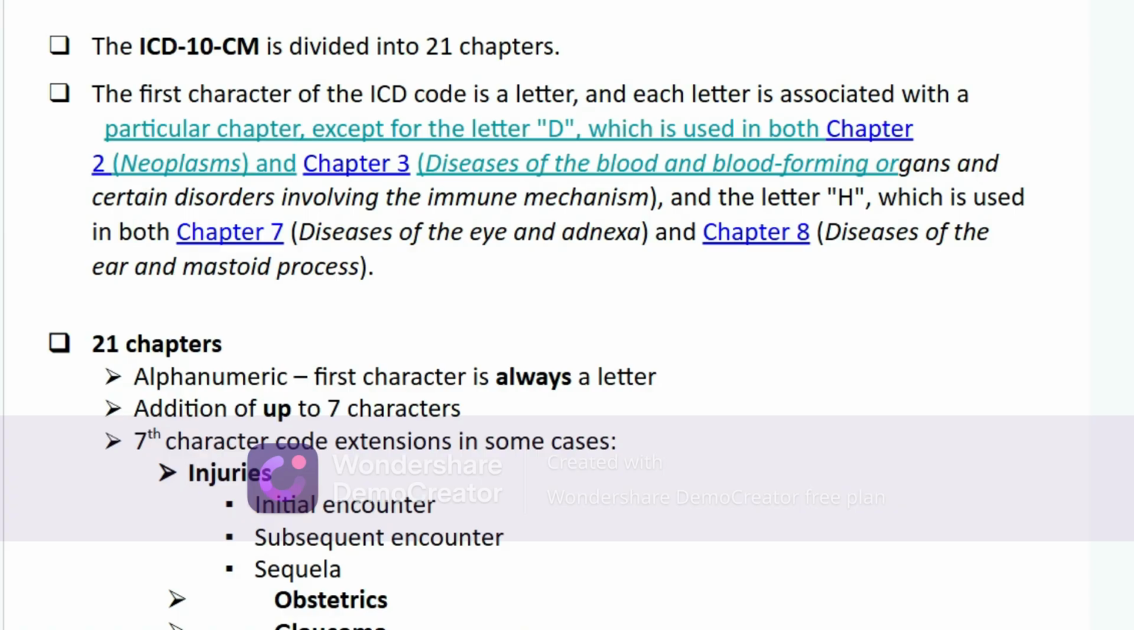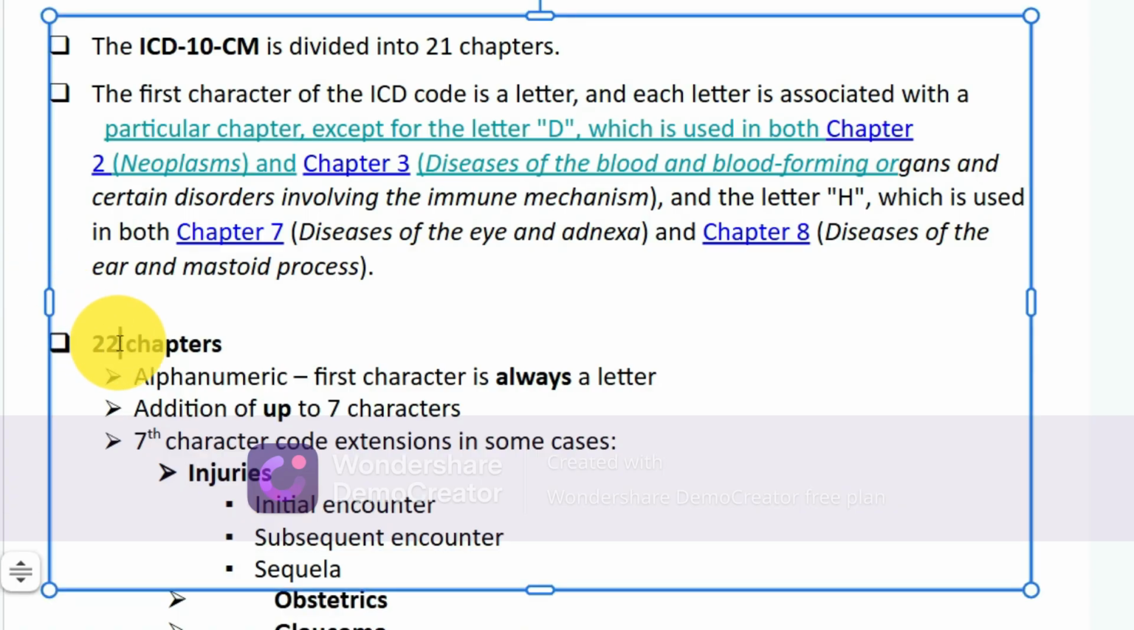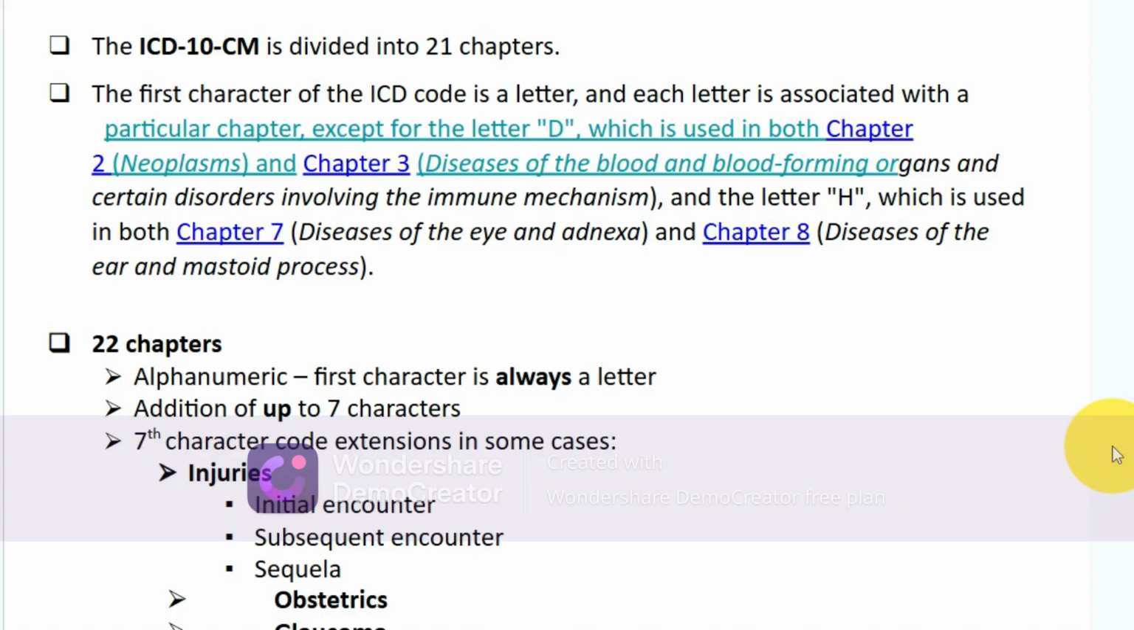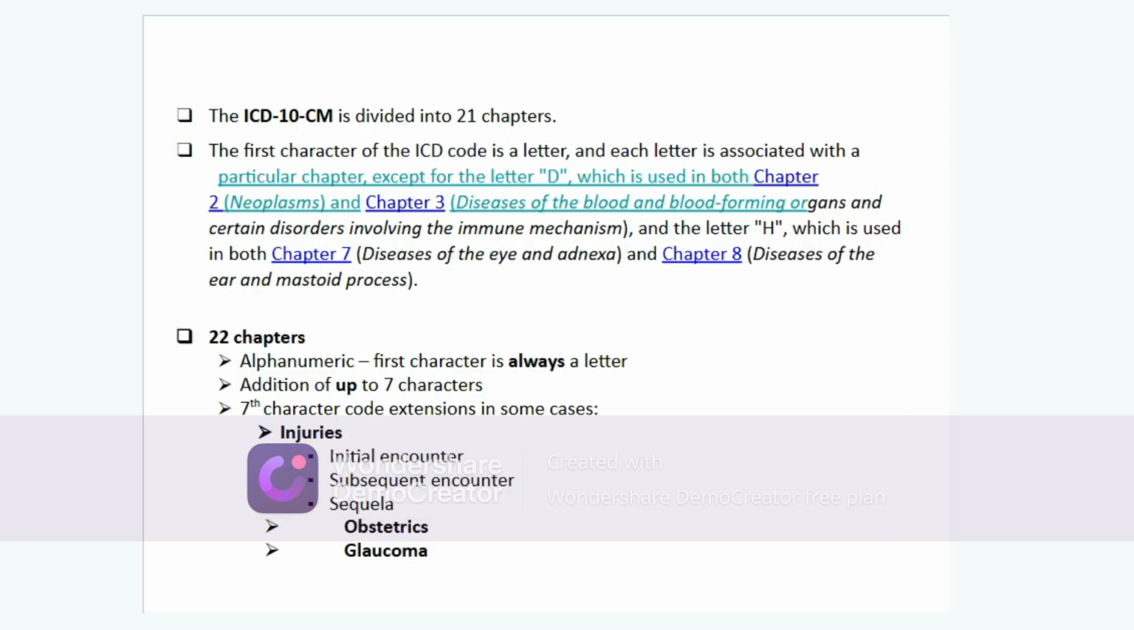The first character is always a letter, followed by additional characters up to 7 characters. The seventh character is a code extension in some cases: injury, initial encounter, subsequent encounter, sequela. These are all part of that. So you will understand what all these things are. Sequela, obstetric and glaucoma, these are all part of that. So you will be able to see here.